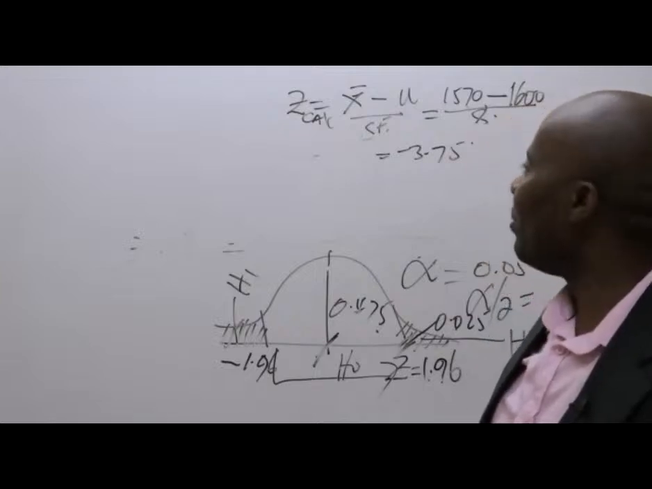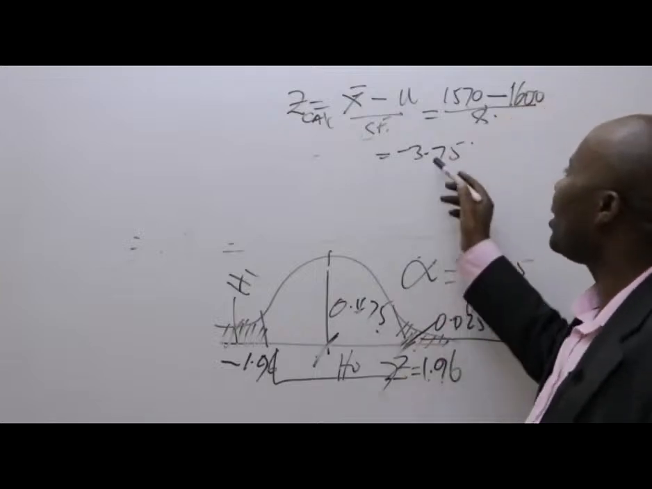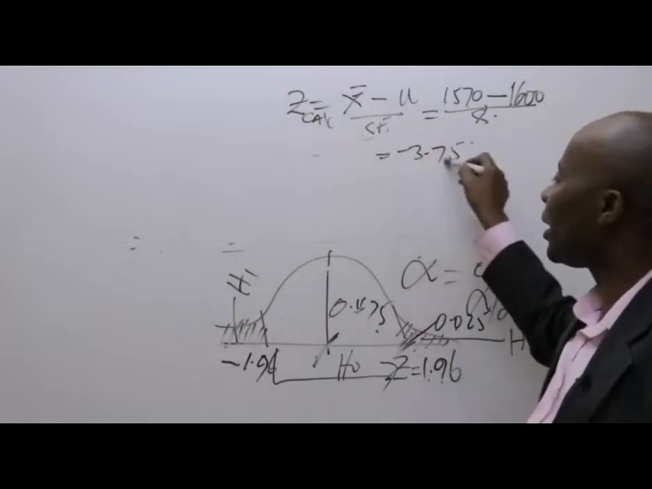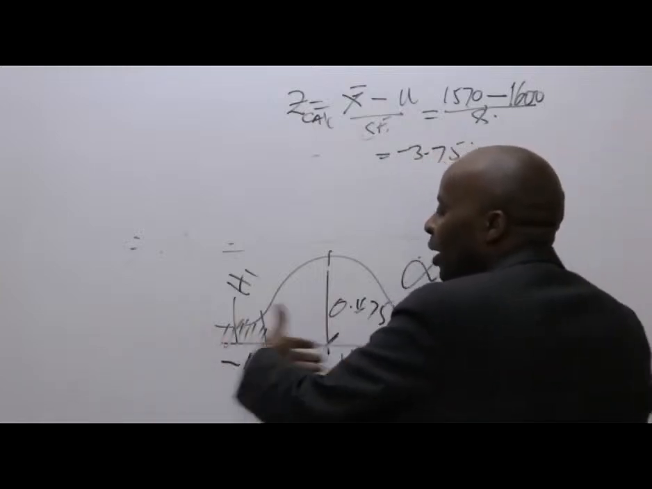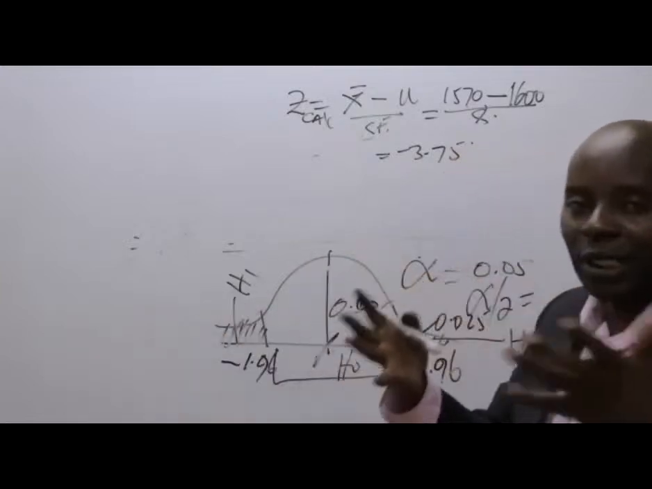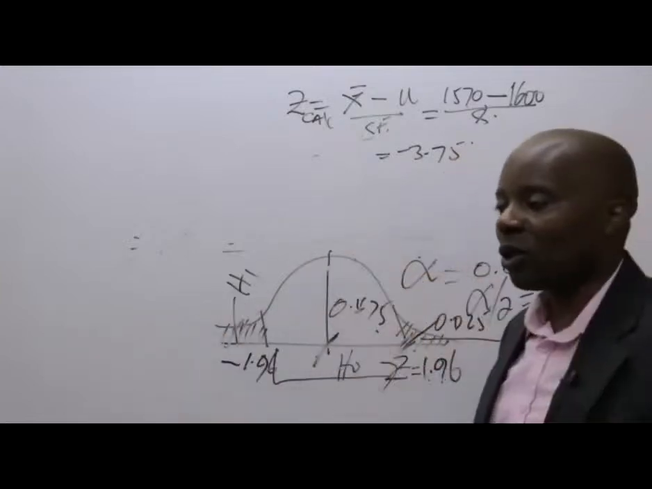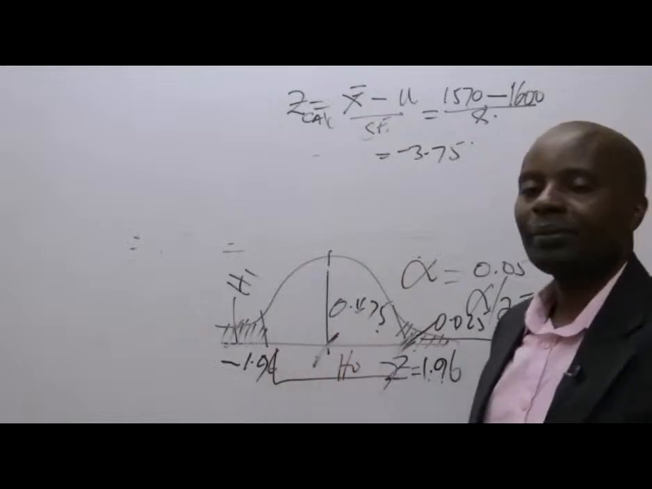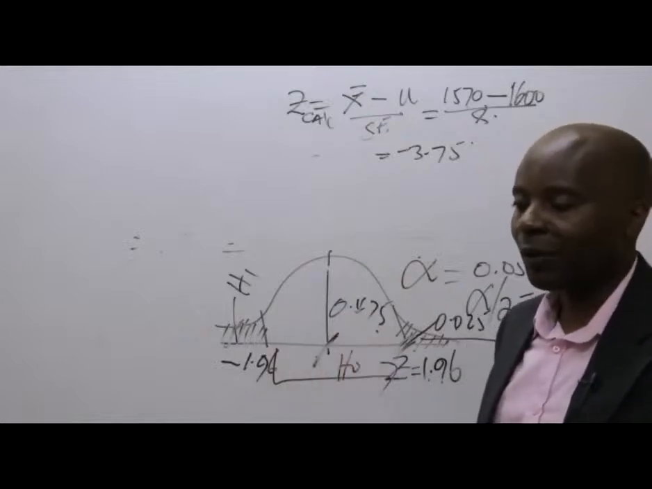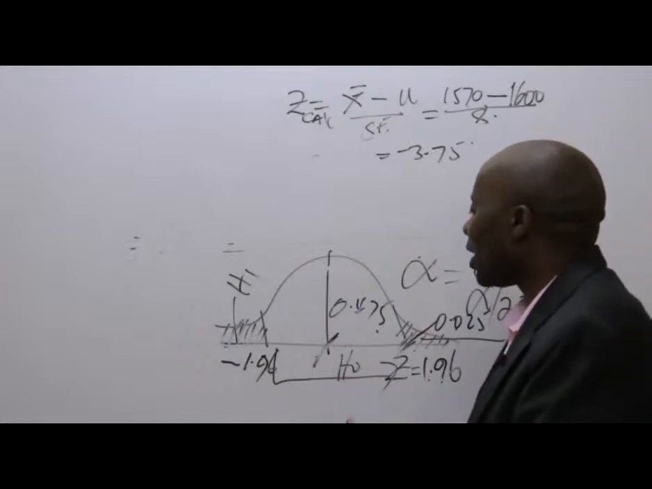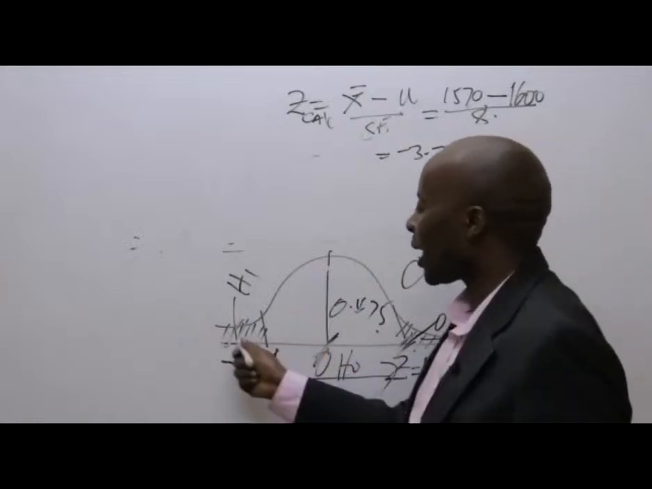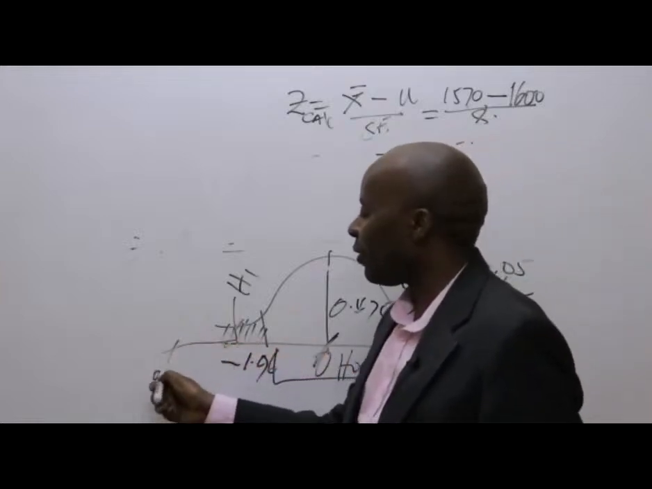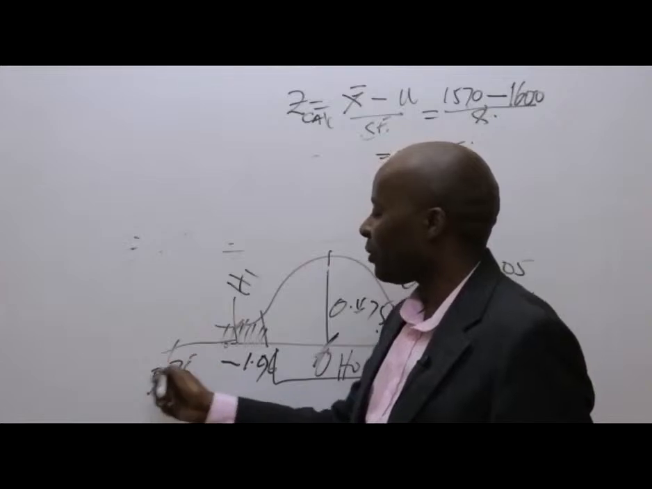Now, ladies and gentlemen, from there, come and place this Z calculated figure on your diagram. You have your number line here. Tell me whether it falls on a shaded area or on an unshaded area. This minus 3.75, where does it fall? If this is my number line, of course I know at the middle I have a 0. As I go that way, I can see minus 3.75 will fall there.